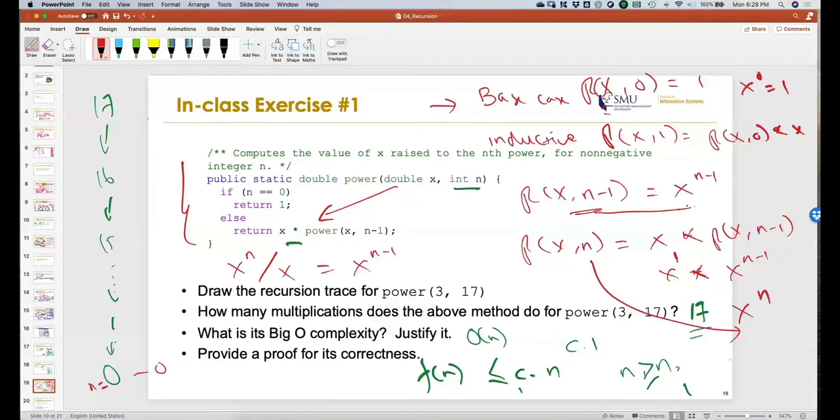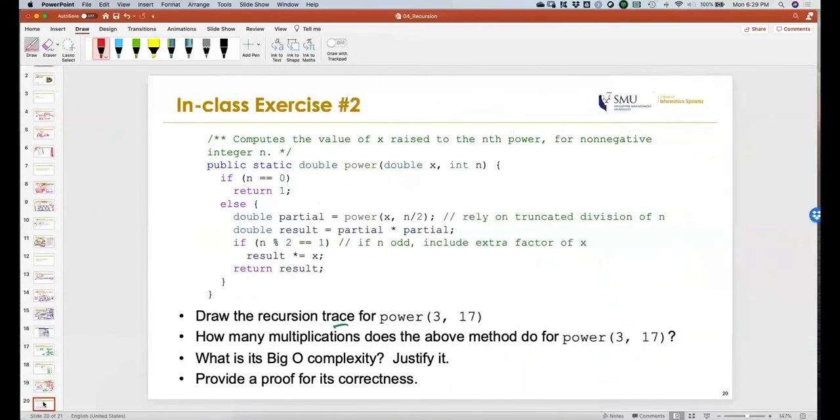Okay, all right. We don't have a group 7, but we have a group 8, right? So let's talk about group 8 for your solutions for in-class exercise 2. Okay, so for the recursion case, we got 7 multiplications.